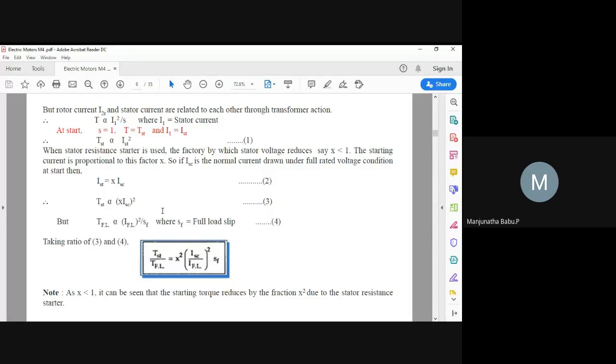How much are you getting? Are you getting 3.33 times the full load current?